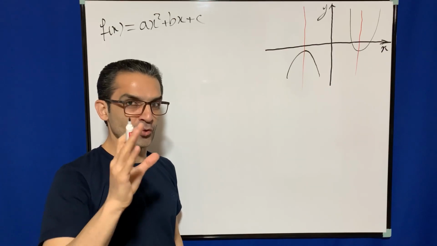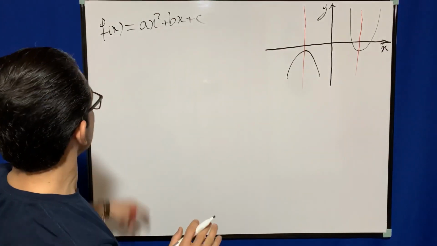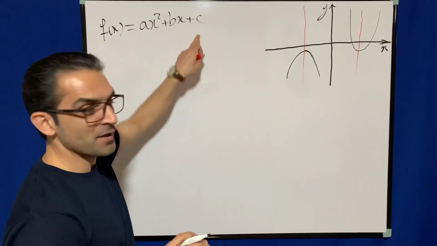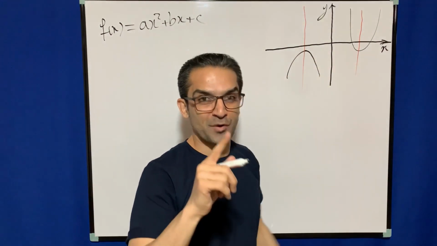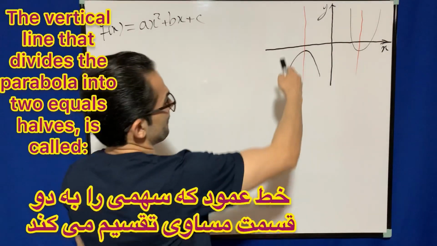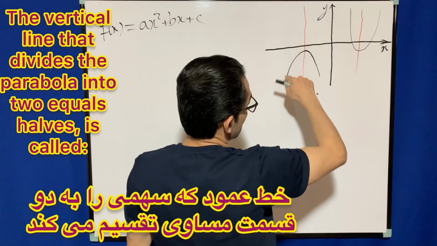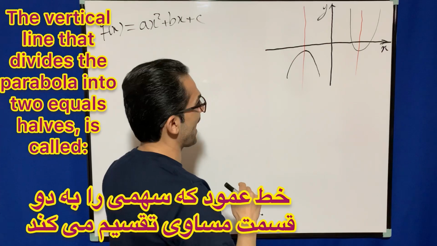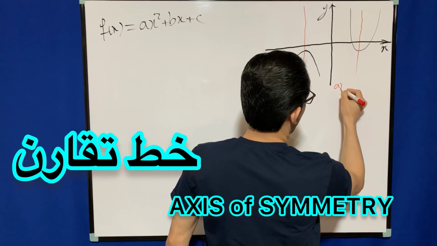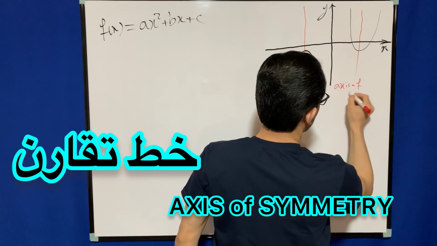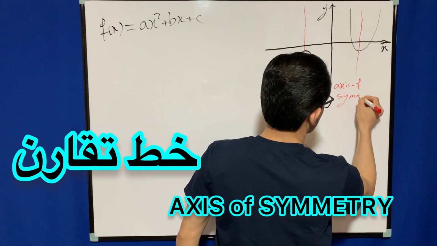First, let me recall what you learned in the past. As I told you, the graph of a quadratic function is a U-shaped curve which is called parabola. The vertical line that divides the parabola into two equal halves is axis of symmetry.